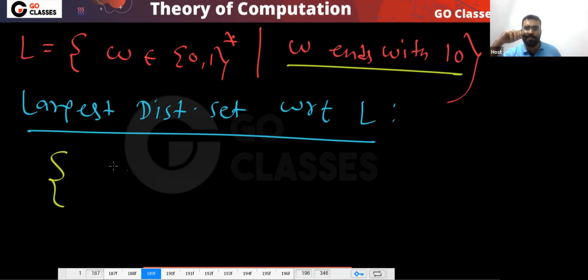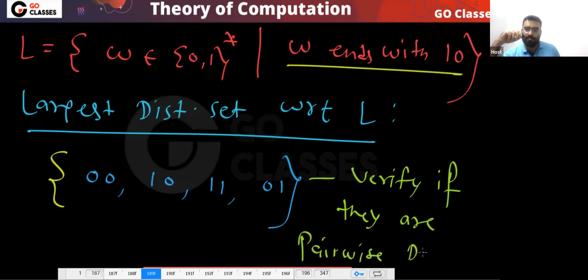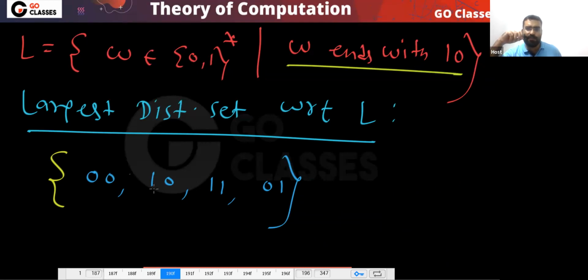Look at this. These 4 strings I am giving you, ending with 10. So let me give you these 4 strings. Look at these 4 strings. Are they distinguishable? Verify if they are pairwise distinguishable. Are they pairwise distinguishable? Yes, of course.